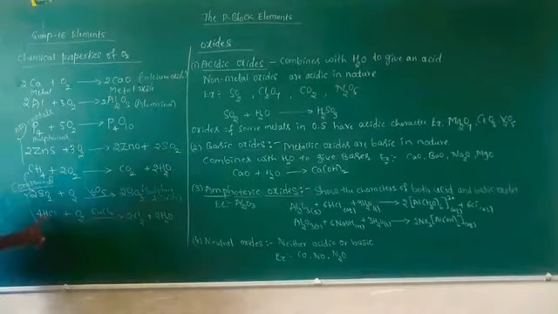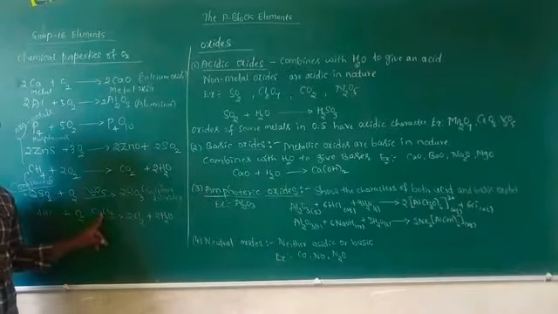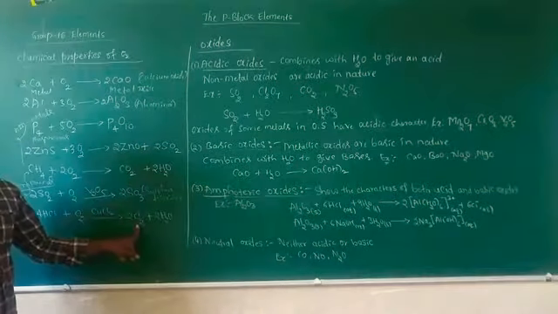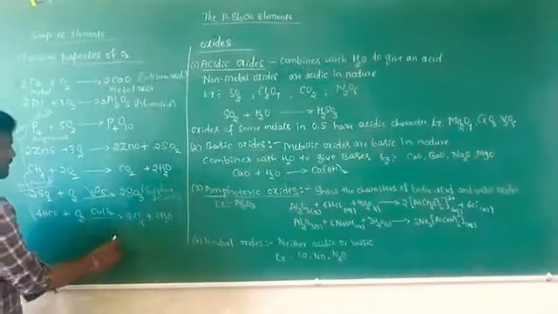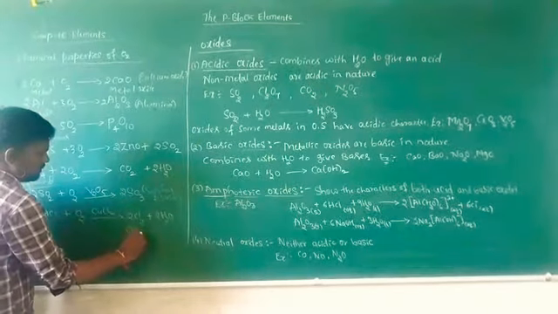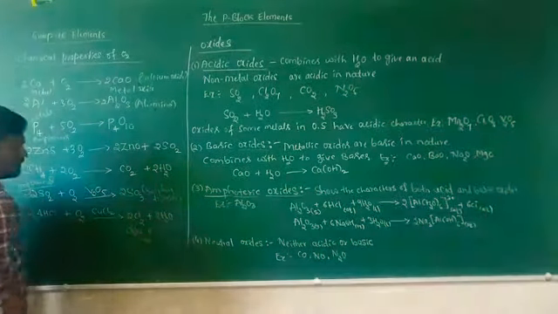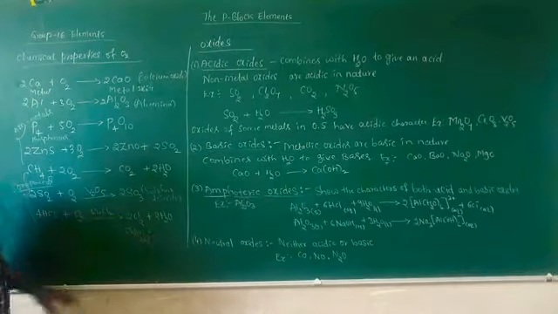One more example, the compound hydrogen chloride, 4HCl, reacts with oxygen in the presence of cuprous chloride. It converts hydrochloric acid into chlorine gas and water.